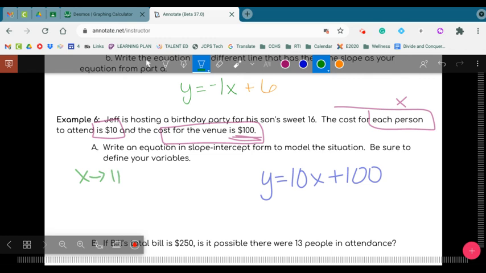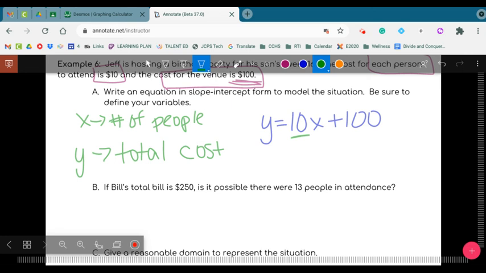X is going to represent the number of people, because how many people there are determines how much it's going to cost us. And then y is going to be our total cost, because once we add how many people with the 100, that's going to equal our total cost.